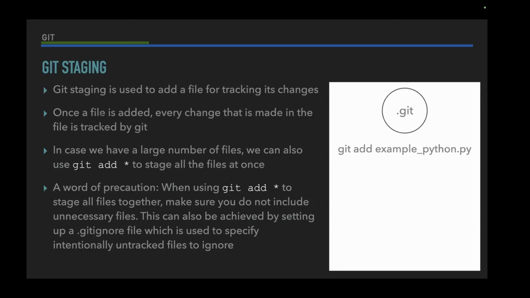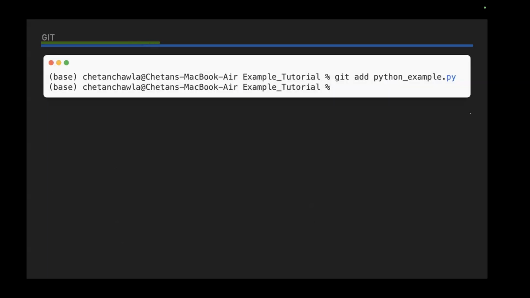In case we have a large number of files, we can also use git add star, but in our particular example, we just wanted to add one particular file, which was example Python. So I'll just run git add example python.py, which adds it to the tracking layer. And a word of precaution: when you're adding all files using this star, you have to be careful of what you are really adding. You can specify what to ignore and what to add, which you can see over here and Google further as well.